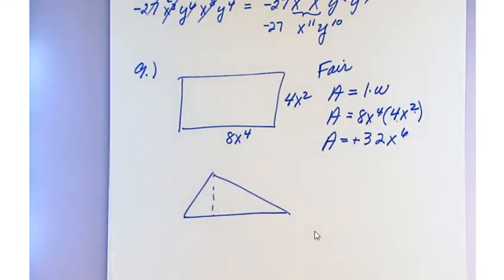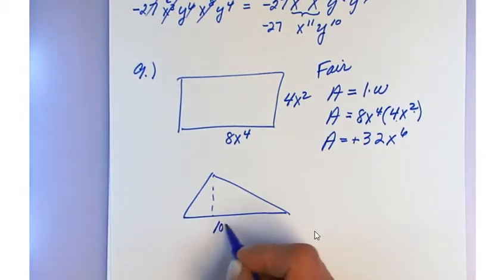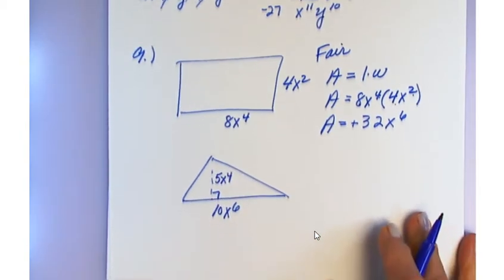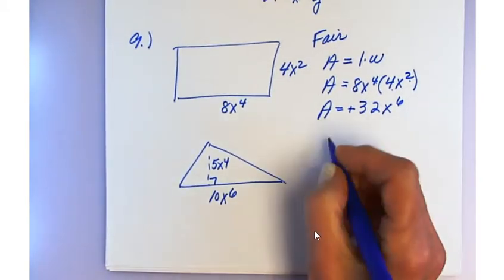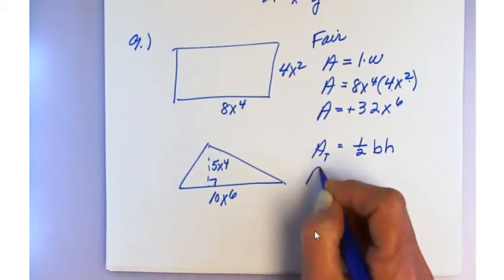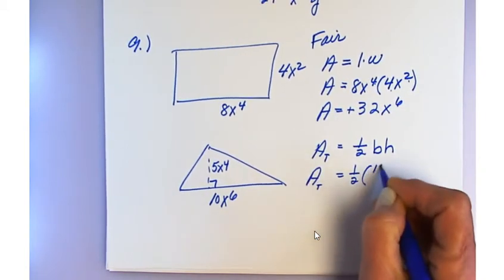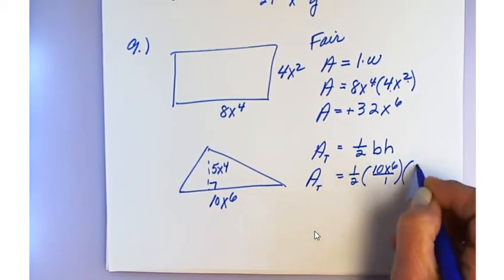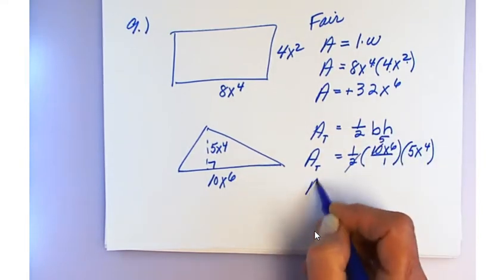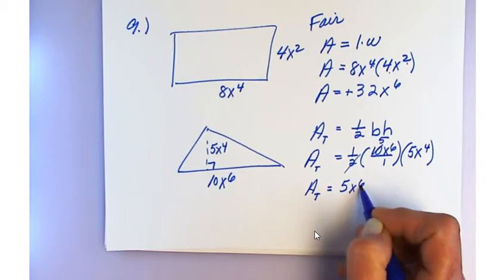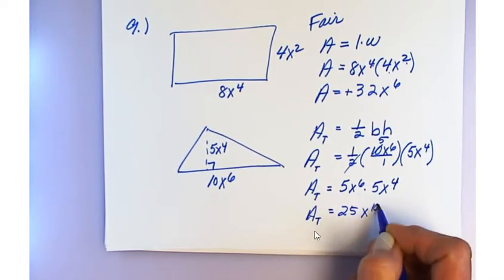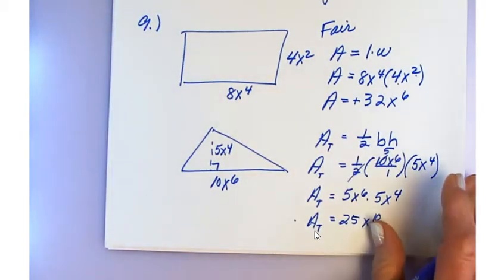And then we're looking at a triangle. The base is 10x to the 6, and my height is 5x to the 4. So on this one, I'd have to give you the formula, but I bet a lot of you know the area of a triangle is equal to 1/2 the base times the height. I'm guessing a lot of you do. So my base is 10x to the 6th, and my height is 5x to the 4. So 2 goes into 10 5 times, and my area is 5x to the 6 times 5x to the 4, 25x to the 10.